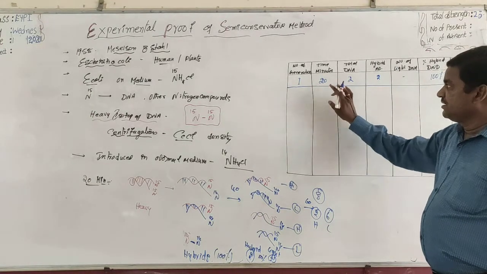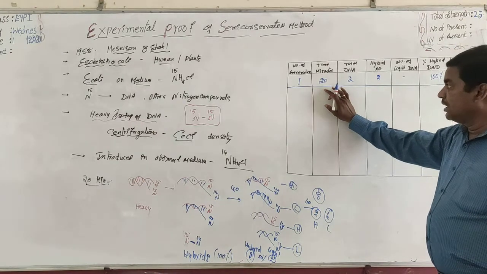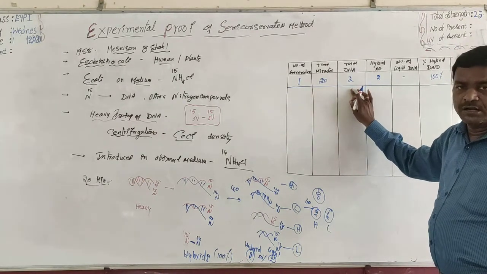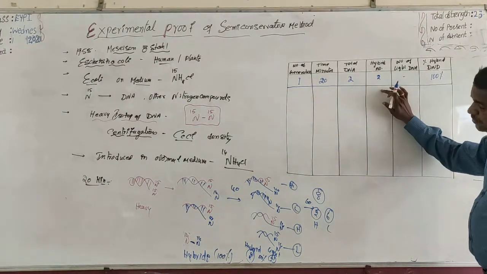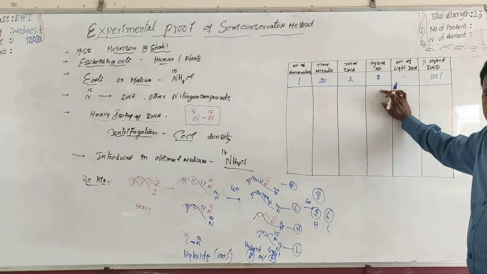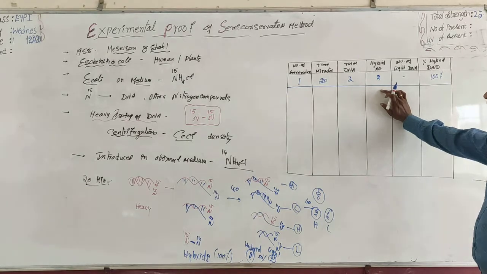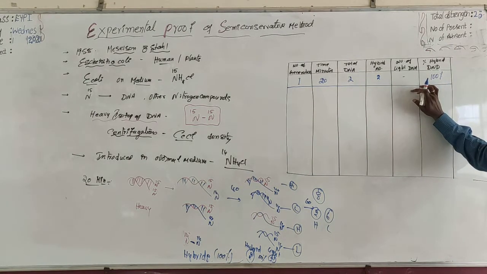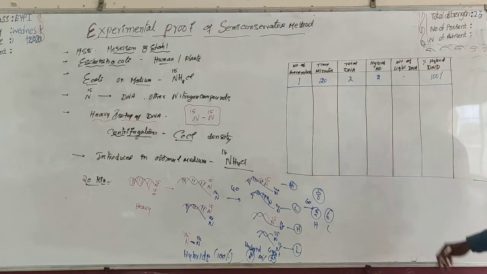In first generation, within 20 minutes, one DNA is multiplied into two daughter DNA molecules, and two DNA molecules are hybrid DNA molecules having one N14 and the other one N15. Here, in first generation, there is no light DNA, and percentage of hybrids is 100%.